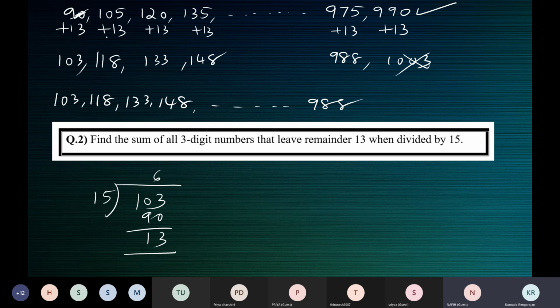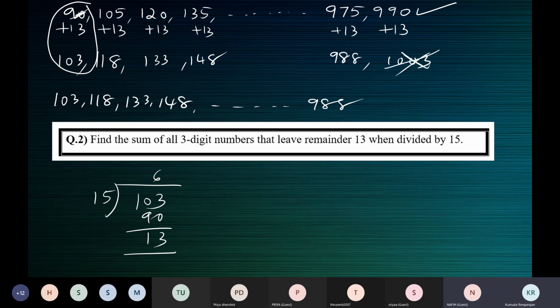Now to these numbers, add the remainder 13. 105 plus 13, 120 plus 13, 135 plus 13, 990 plus 13. So these are the new numbers we get upon adding 13. 118. Okay, see this one, don't get confused with this. We'll come to this later. So we get 118, 133, 148, 988, and 1003. 1003 is a 4-digit number. So leave it, cross it. That will not come in the AP because we want only 3-digit numbers.